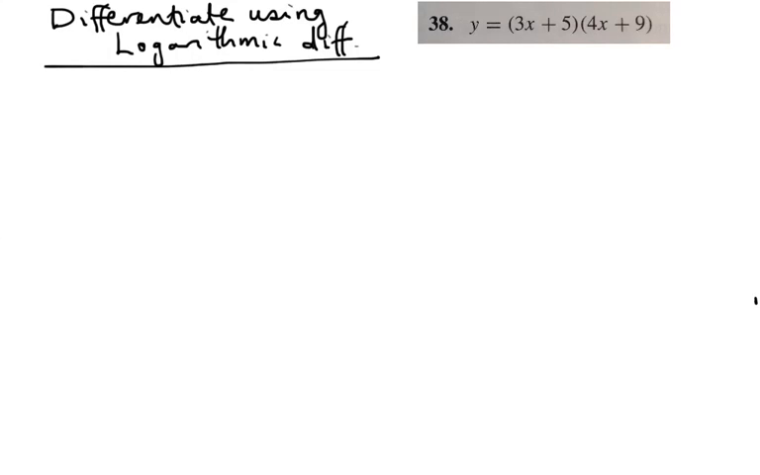Okay, this is a problem that tells us to use logarithmic differentiation to find the derivative of this function y equals (3x + 5)(4x + 9). Now, honestly, you probably don't have to use logarithmic differentiation for this problem. It might be just as easy to use the product rule or to simplify your function and then differentiate.